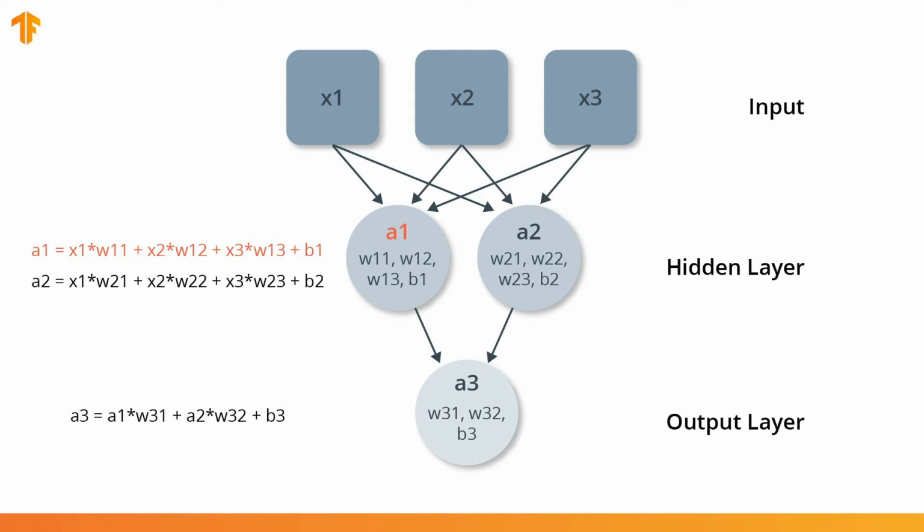And here you can see the math going on in a dense layer. For example, the output value of neuron A1 is calculated by multiplying the input x1 with weight W11, and then adding input x2 multiplied by weight W12, and then adding input x3 multiplied by W13, and then add the single weight B1. Similarly, in order to calculate the output value A3, we multiply the result of A1 with weight W31, and then add the result of A2 multiplied by W32, and then add the single weight B3.